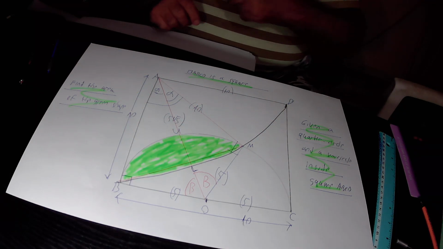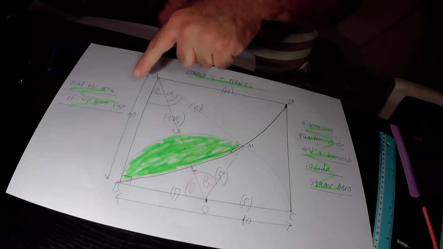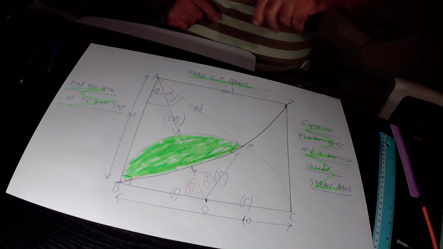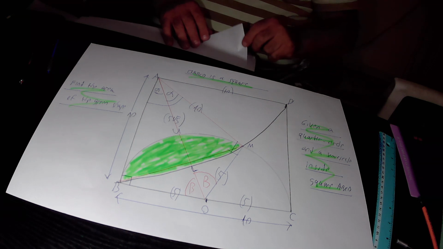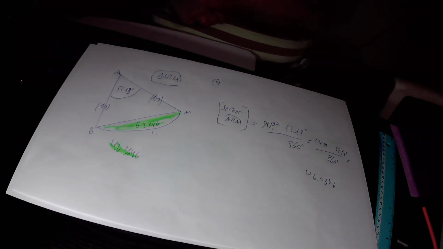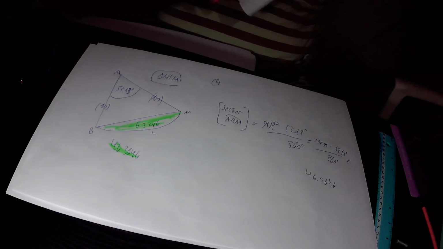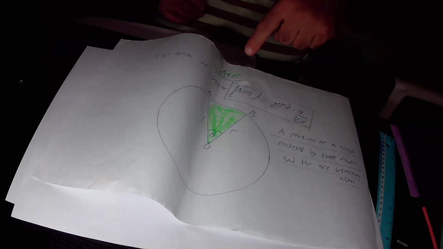So what is the area of the green shape? First of all, I copied sector AB in a new page and analyze this sector. This is sector AB that I copied from the original drawing. So first of all, what is a sector? A sector is a portion of a circle.